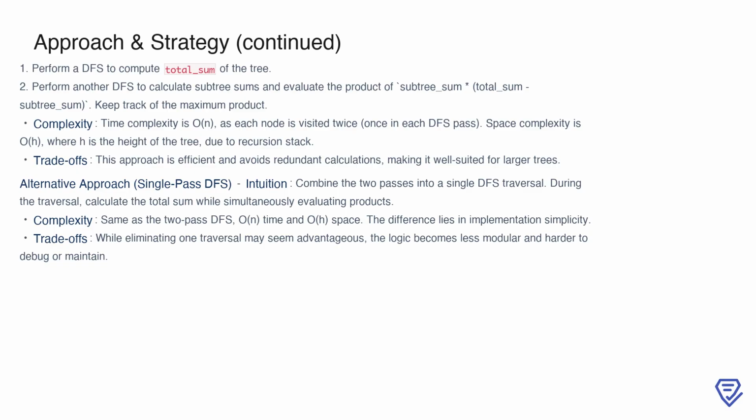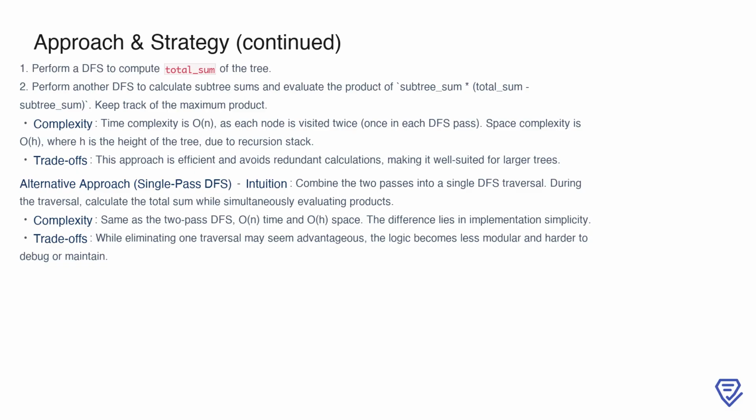This approach has a time complexity of O(n), as each node in the tree is visited exactly twice, once during each DFS pass. The space complexity is O(h), where h represents the height of the tree, due to the recursion stack. This makes the approach highly efficient for large trees. Additionally, by separating the computation into two distinct passes, the logic remains modular and easier to understand.